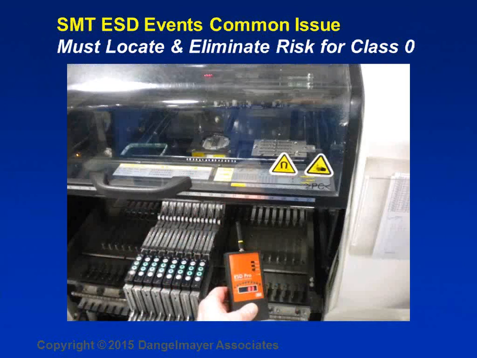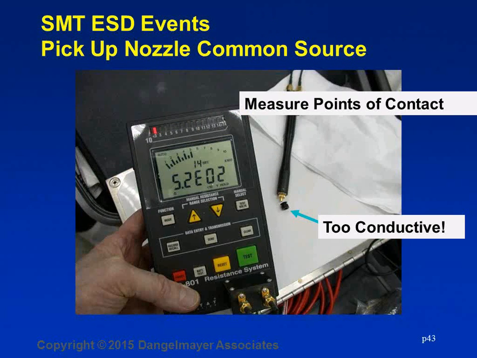Here's another example, surface mount tools. Often we find events occurring at surface mount tools, and that requires deep analysis to locate and remedy the scenario. This is one typical example. Now we're using a surface resistance probe to measure the properties of the rubber pickup nozzle that's used for picking up and transferring components. In this case, it was too conductive at 10 to the second ohms, below the dissipative range.